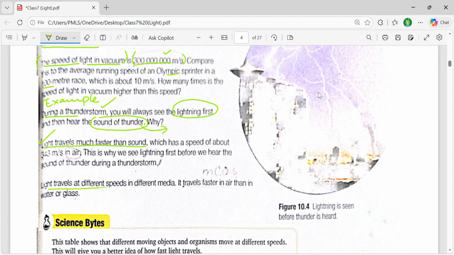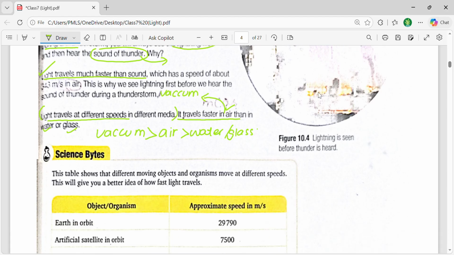Light also travels at different speeds in different media. Whenever we talk about the sequence of speed, keep in mind that it travels faster in air than in water or glass, and as compared to air, its speed is higher in vacuum. So you can write down this sequence for the speed in different media: water or glass, then air, then vacuum. The highest speed of light will be in the vacuum.